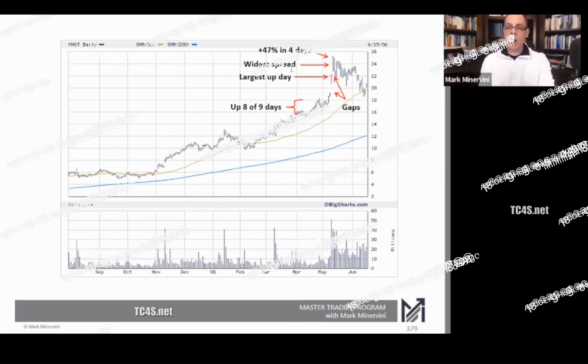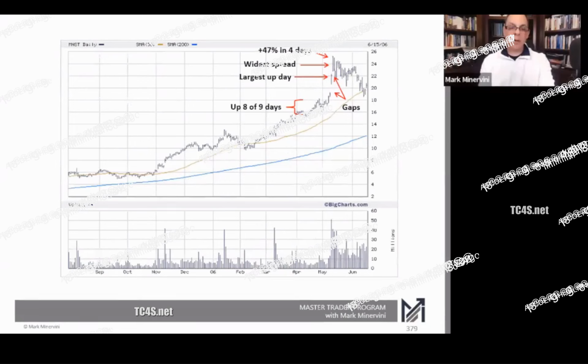You've got the largest up day, the widest spread, multiple gaps. We're selling right into that. We don't care if it goes up tenfold from there, because we're getting out when the getting's good, and we're selling right into that strength. And that's the way you nail down these profits.